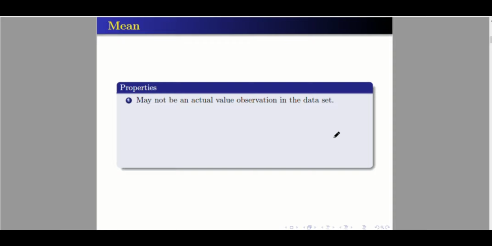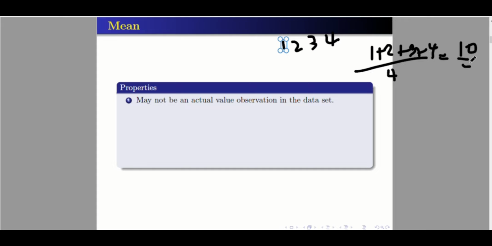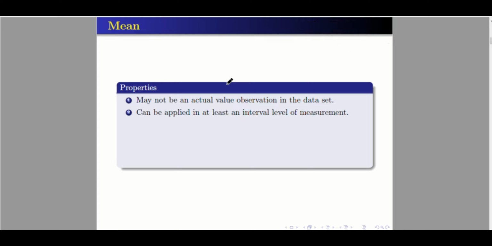We have these properties. Number 1, it may not be an actual value of the observation in the data set. So say, for example, you have 1, 2, 3, 4. If we get the mean, 1 plus 2 plus 3 plus 4 divided by 4, because there are 4 of them, this is just equal to 10 over 4, or 2.5. So 2.5 is not in the set. That is why it may not be an actual value of observation in the data set.